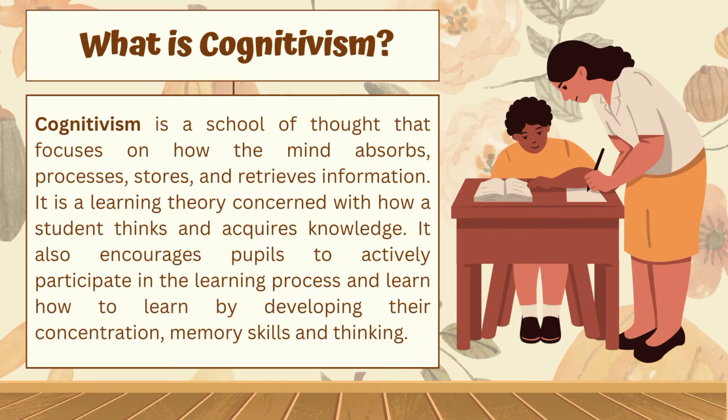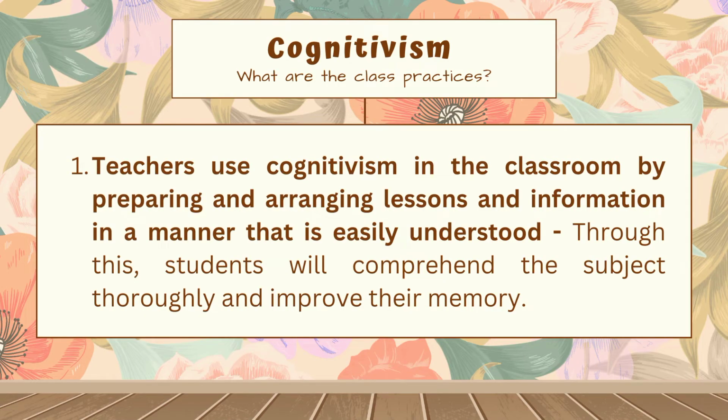Next, what is cognitivism? Well, cognitivism is a school of thought that focuses on how the mind observes, processes, stores, and retrieves information. It is a learning theory concerned with how a student thinks and acquires knowledge. It also encourages pupils to actively participate in the learning process and learn how to learn by developing their concentration, memory skills, and thinking.